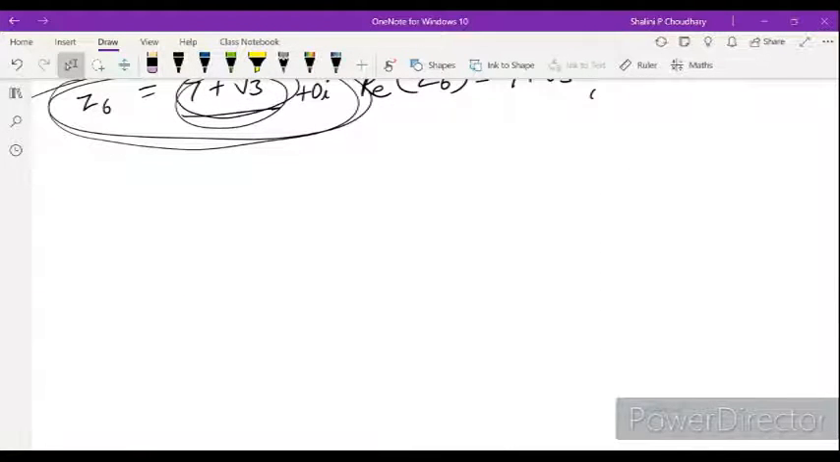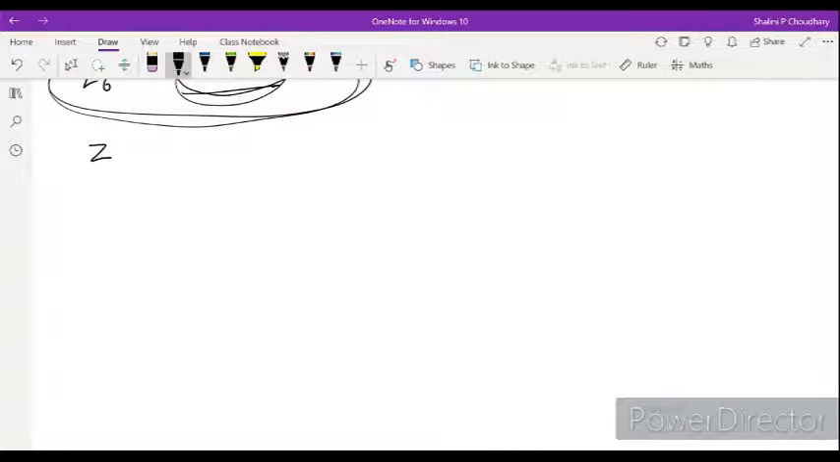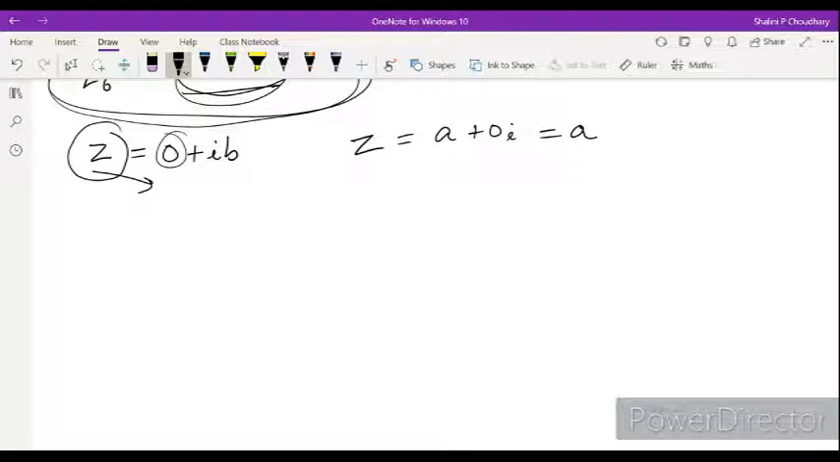So you need to keep in mind, there are some important points that you need to keep in mind, that if z is equal to 0 plus ib, it means this kind of complex number will be called as imaginary number, because there is no real number. Okay, it means real part is 0. And if there is some complex number which is equal to a plus 0i, it means that is equal to a, and this one is equal to ib. Okay, so this is an imaginary number and this is a real number.